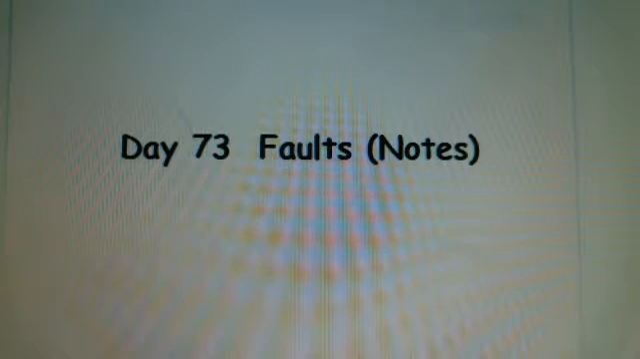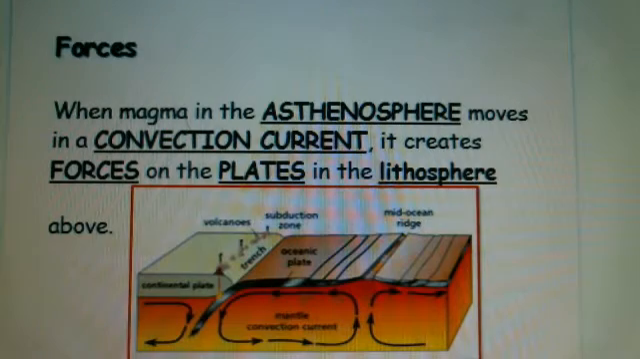Day 73, faults. When magma in the asthenosphere moves in a convection current, it creates forces on the plates in the lithosphere above.